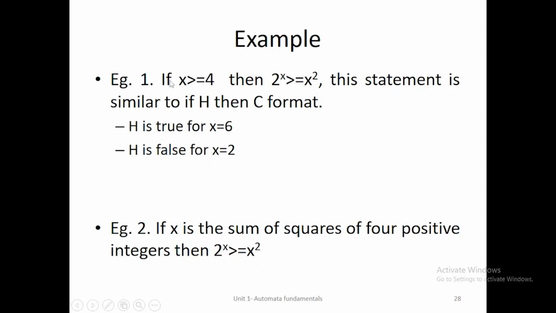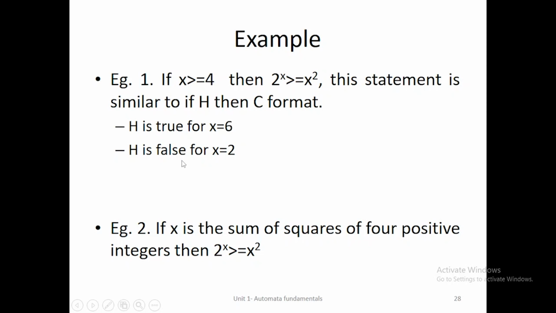First, let us check whether the generalized notation is available. Yes, this example contains the generalized notation if H then C. H means hypothesis. What is the hypothesis? x greater than or equal to 4. The initial value of the hypothesis is 4. So if you substitute x equal to 4, x may also be 5 or 6, but the basic initial value should be 4. Then the conclusion will be possible. What is the conclusion? 2 power x greater than or equal to x squared.